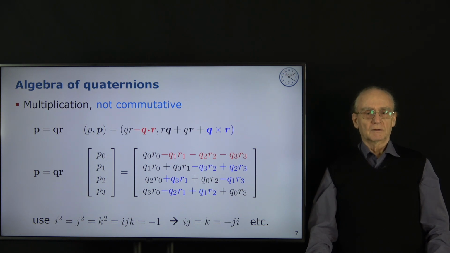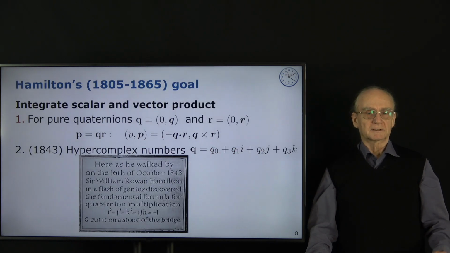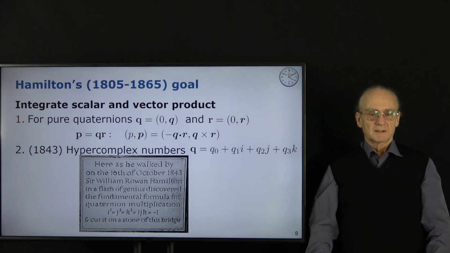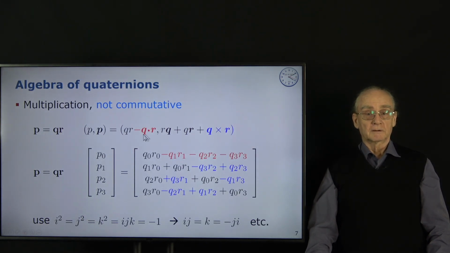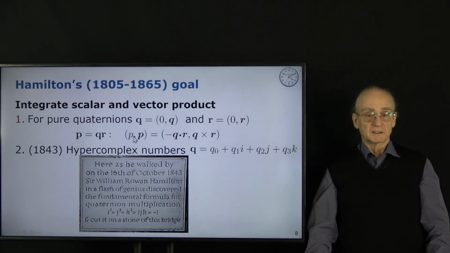Now the question is, how does somebody come to such an idea to do this? It was Sir William Hamilton in the 19th century. He had the goal to integrate the scalar and the vector product into a common product. So look what we had here: the scalar product and here the vector product. If the scalar part of q and r both are 0, we are left with this dot product, negative, and the cross product. So he succeeded in doing this.